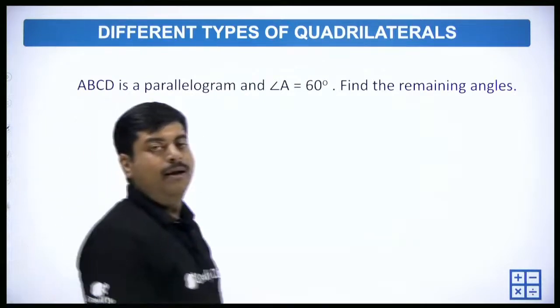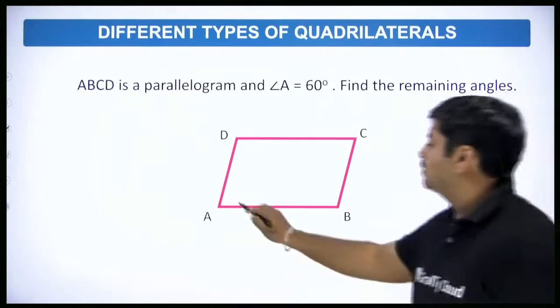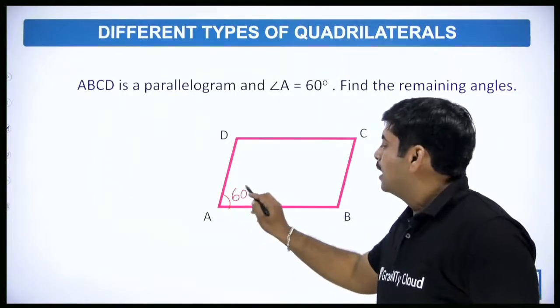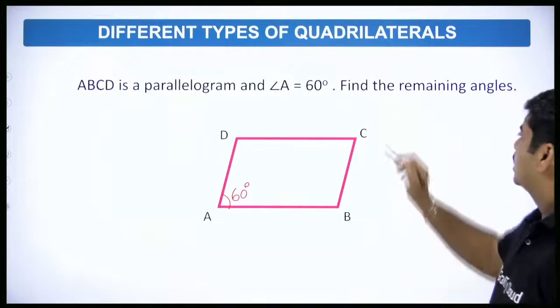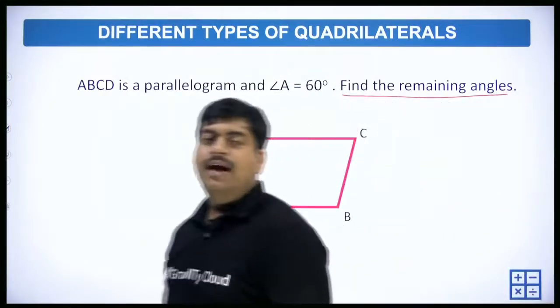What is ABCD? ABCD is a parallelogram. Angle A is given as 60 degrees. The question is, find the remaining angles. So how to find this? We need to find the remaining angles.